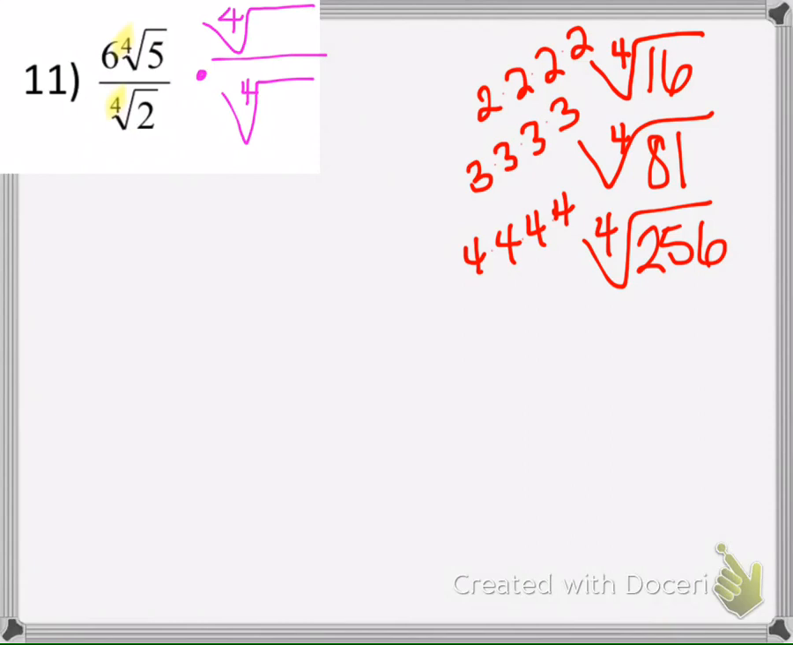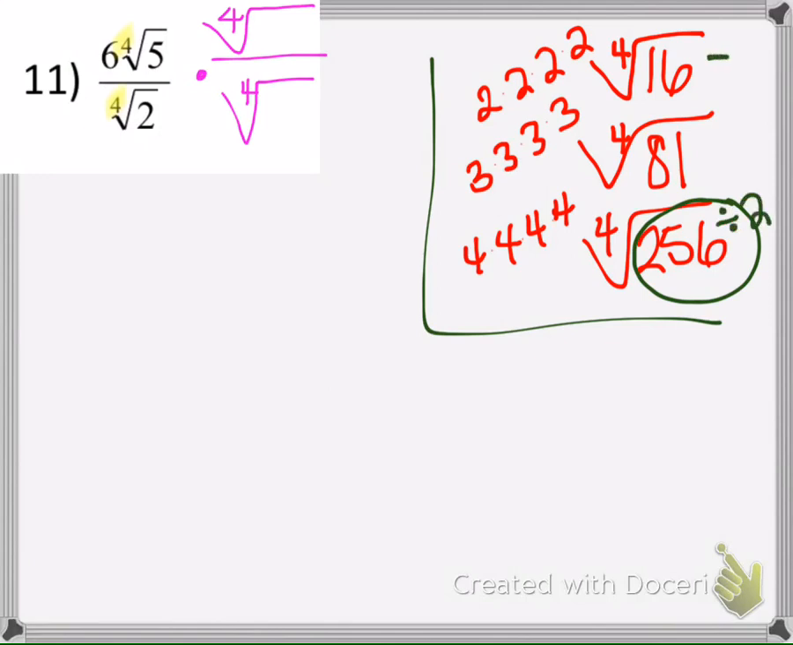So since the index is 4, we need to make a list over here. And we could keep going, but that's good enough. And I need to think of which of these numbers 2 can go into. So 2 can go into 256, but that's a big number. Why not choose 16 over here? So that's how I know to pick this one. And 2 times 8 would make 16. So that's how I know what to multiply the original fraction by.